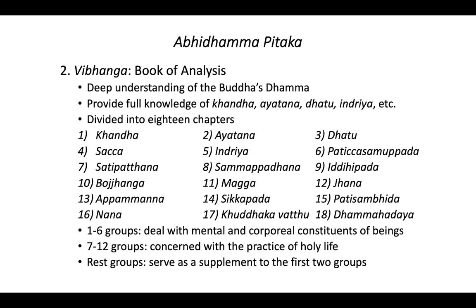When you look at these 18 chapters, the first group, from number 1 through 6, deals with the mental and corporeal constituents of beings and two laws of nature, such as the law of impermanence and the law of dependent origination, that can apply. The second group, from 7 to 12, is concerned with the practice of the holy life, which will take beings out of suffering and the rounds of existence. The remaining six categories serve as a supplement to the first two groups, supplying fuller information and details where necessary.